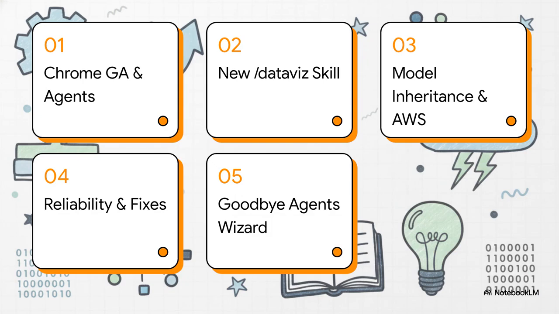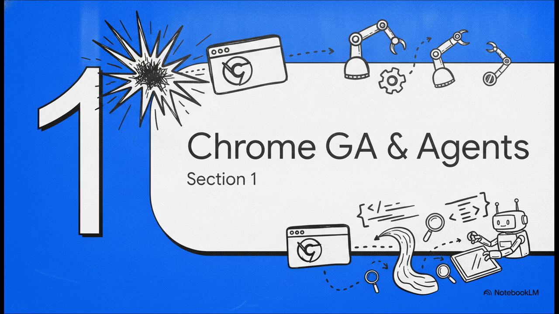Okay, let's just quickly run through the agenda. First up, Chrome general availability and those new autonomous background agents. Second, the completely new dataviz skill. Third, model inheritance and AWS. Fourth, reliability and bug fixes. And finally, number 5, we say goodbye to the agents wizard. All right, let's kick things off with a bang.